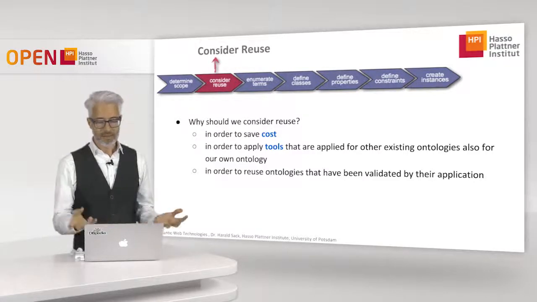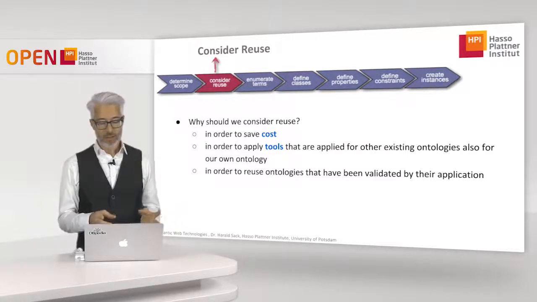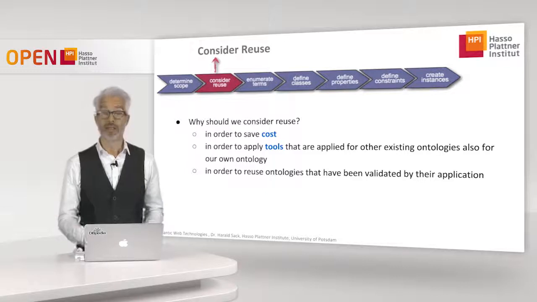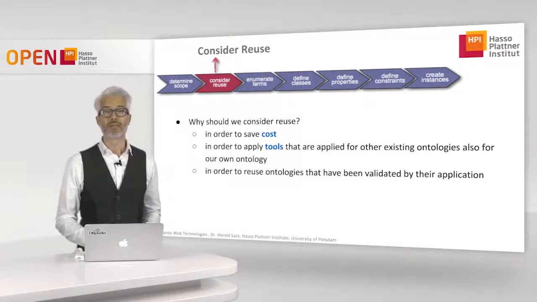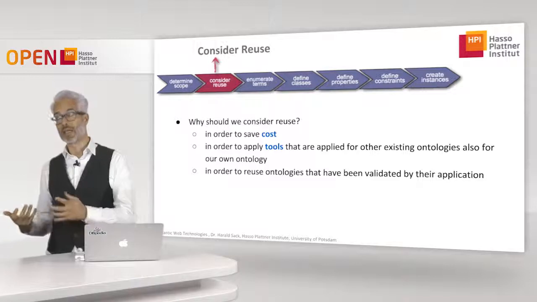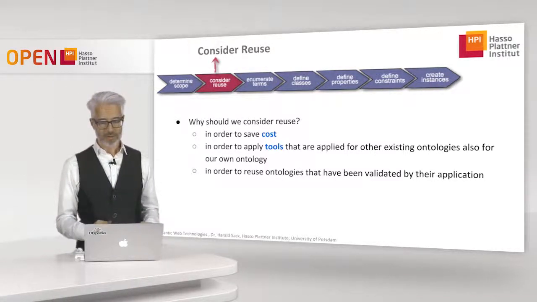The other thing is also we should use other ontologies that have already been developed, simply to apply tools that have been applied for other existing ontologies. And we should apply them also to our own ontology. And therefore also, for example, we can reuse ontologies that have already been validated by other kinds of applications. So the validation process in the end could also be saved.